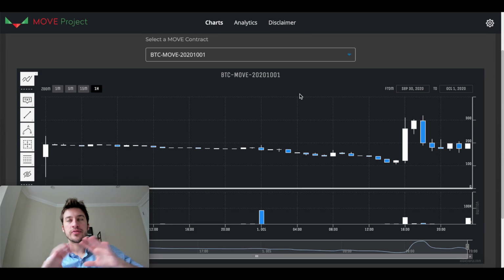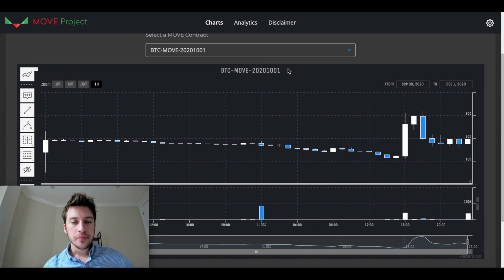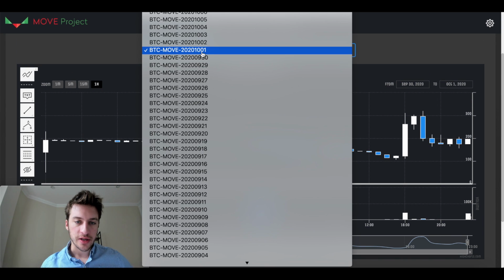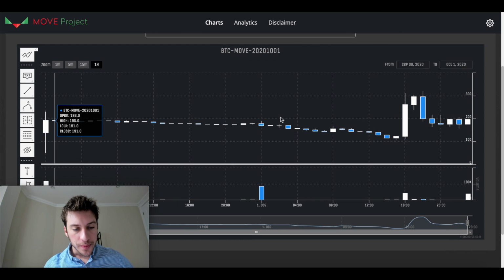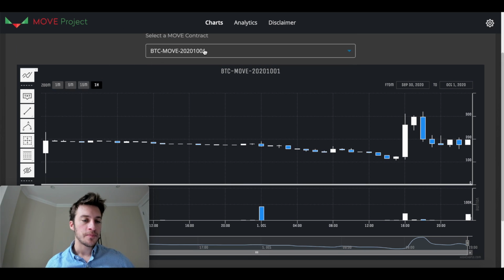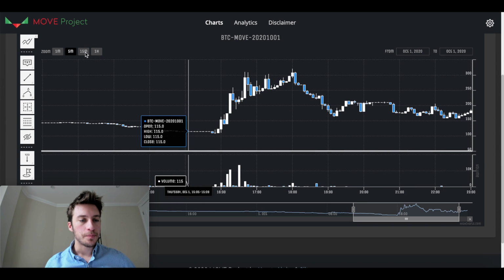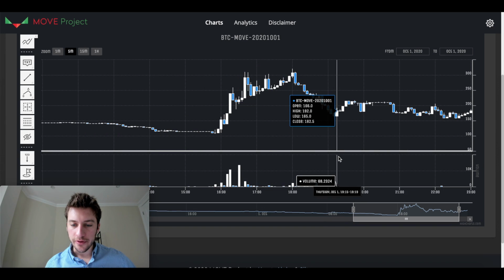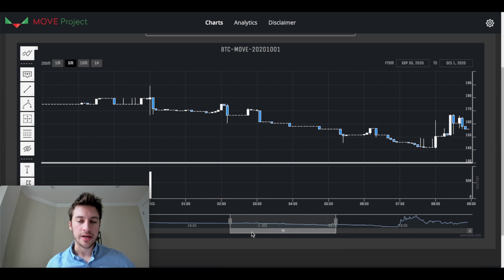But what this website does is it gives you a ton of data. It even gives you liquidation data on MOVE contracts as well. So what you're looking at here is the historical price movement of the October 1st contract. I can get this for a lot of different contracts, but what I can see here is where it opened, where it closed, and I can do this for a bunch of different daily MOVE contracts. I can even go on the 1 minute time frame or the 5 minute time frame. So here is the 5 minute time frame, and I can go to any certain point and see how this contract has traded previously.